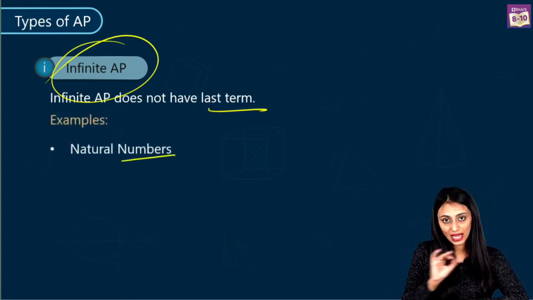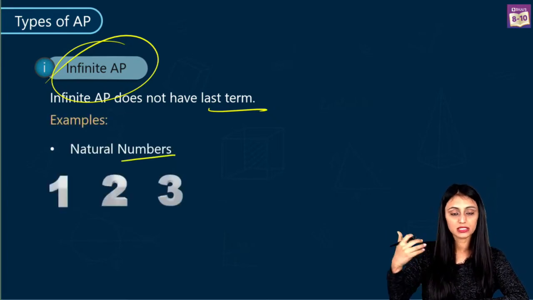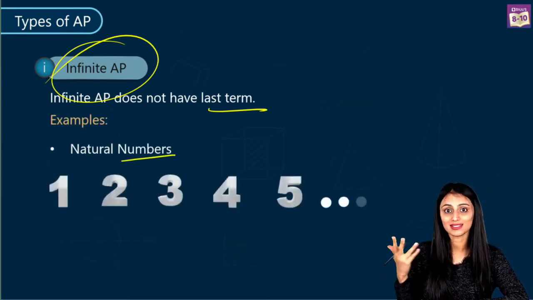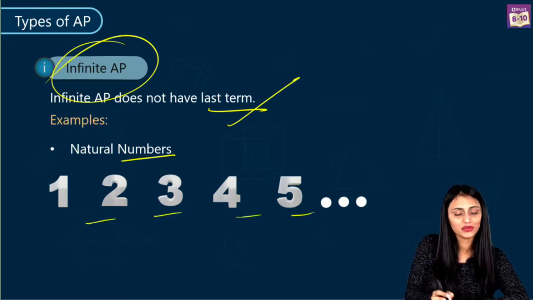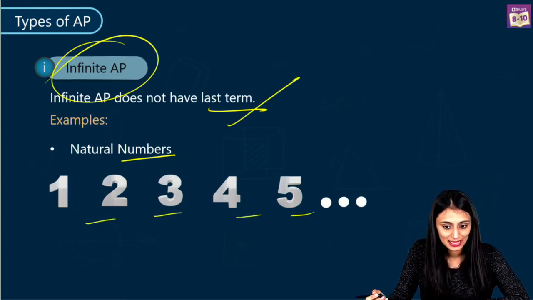Let's suppose we talk about natural numbers. It starts from 1 and extends up to infinity. So, you see there is no last term. So, we can call this an infinite AP. Why AP? Because the common difference over here is the same, right?